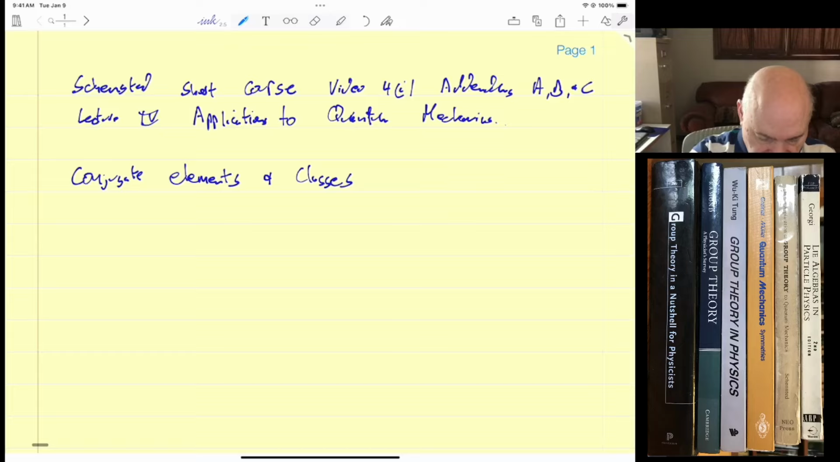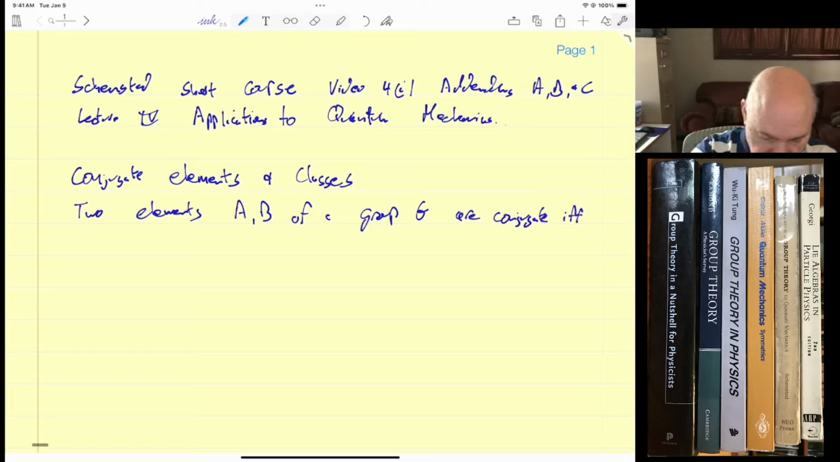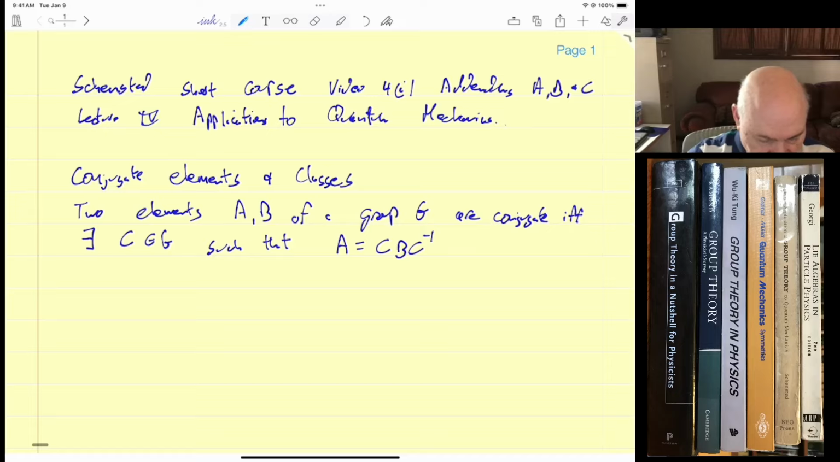So 2 elements, let's call them A and B of a group G, are conjugate if and only if there exists a C in G such that A is equal to C B C inverse.